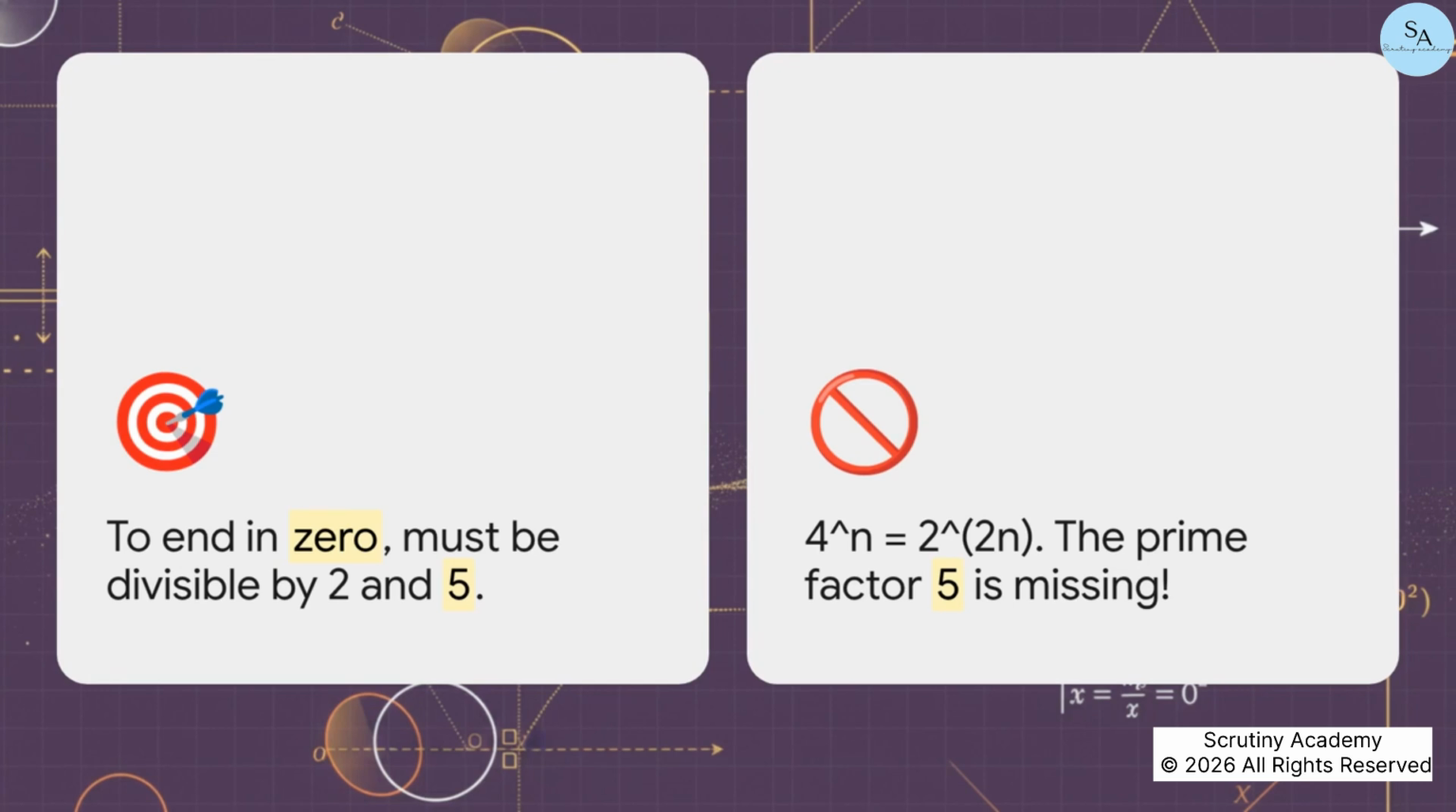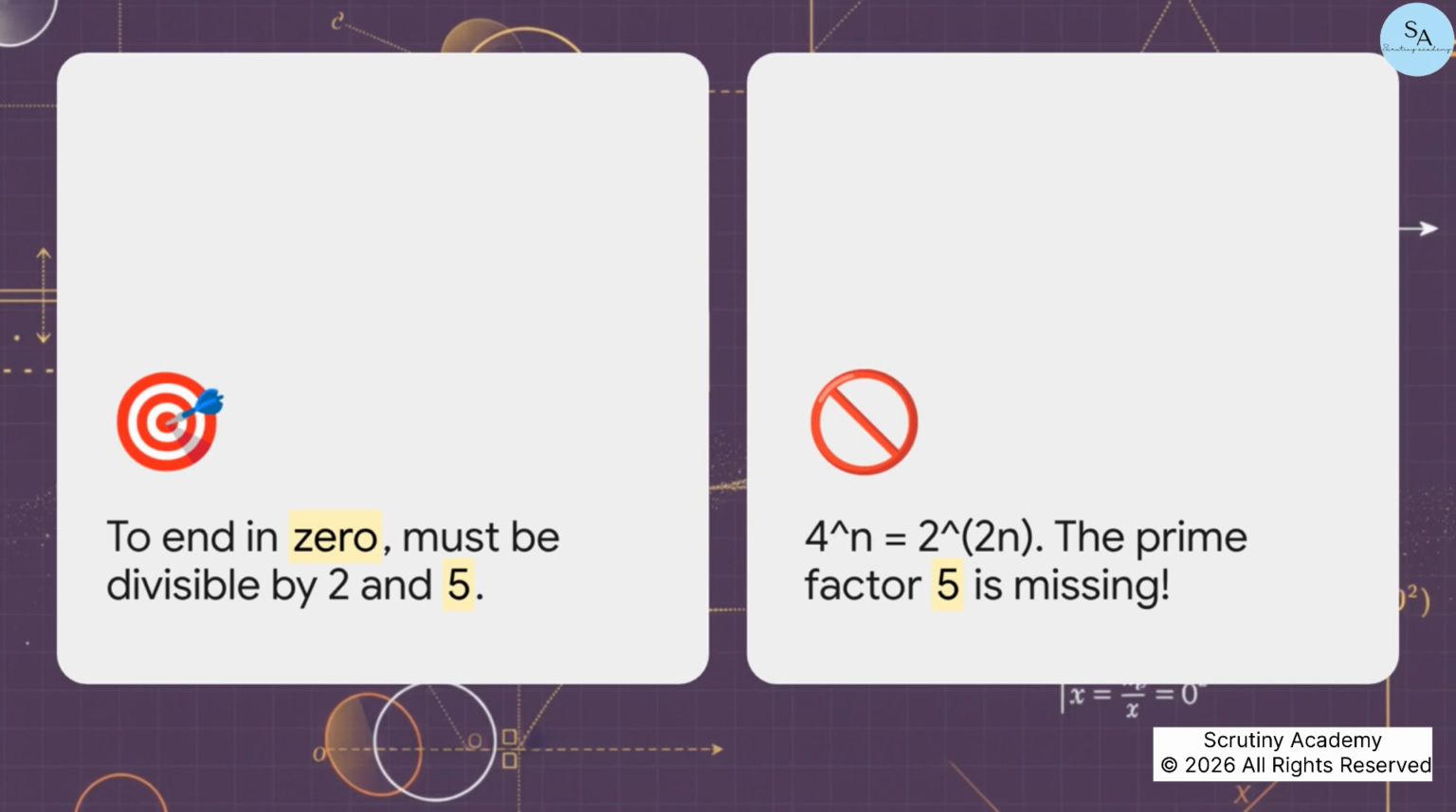Let's just think about the underlying logic for a second. For any number in the universe to end in a 0, like 10, 20, or 50, it has to be divisible by 10. And to build a 10 out of our prime bricks, well, you need a 2 and a 5. That is the golden rule here. So let's look at our number, 4 to the power of n. Let's break that 4 down into its prime blocks. 4 is just 2 squared, right?